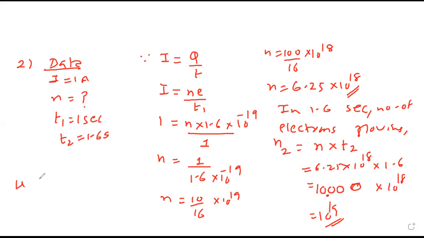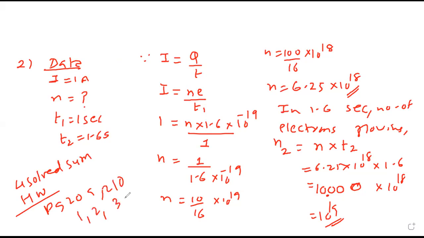For solved sums, some homework for you. For solved sums, page number 209. Just 4 sums you have to solve. On pages 209 and 210, we have sum numbers 1, 2, 3, 4.